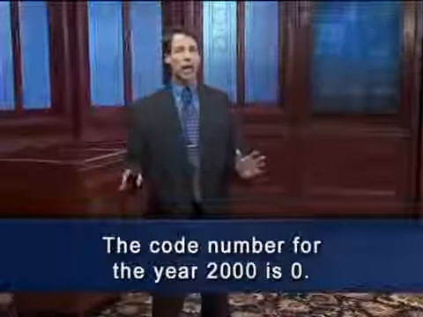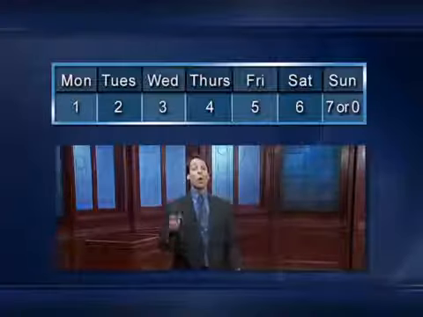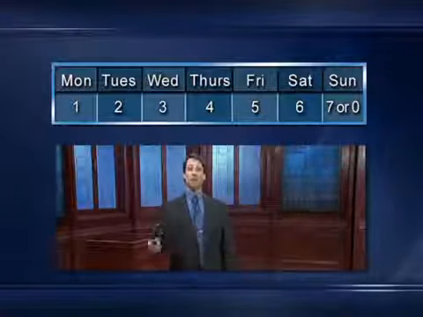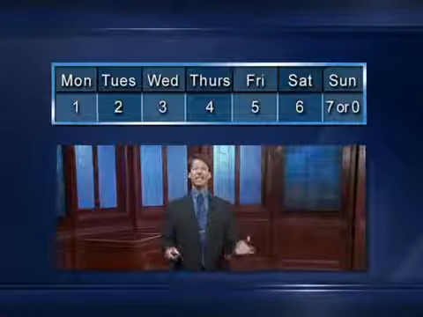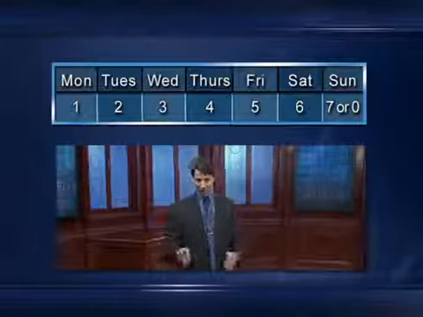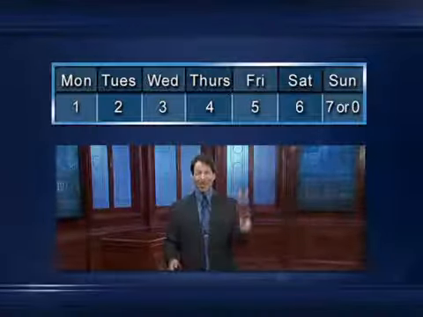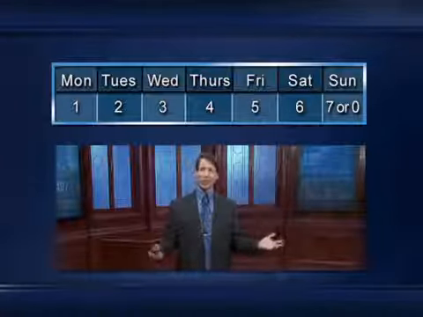Now, every year gets a code number, and I define the code number for 2000 to be 0. Okay? Next, we need a code for every day of the week. So the code numbers for Monday through Sunday are 1, 2, 3, 4, 5, 6, and Sunday is 7 or 0. This is easy to remember because by this code, Tuesday is Tuesday. The rest of the list is easy too, right?